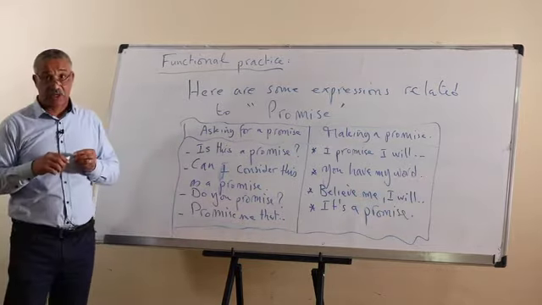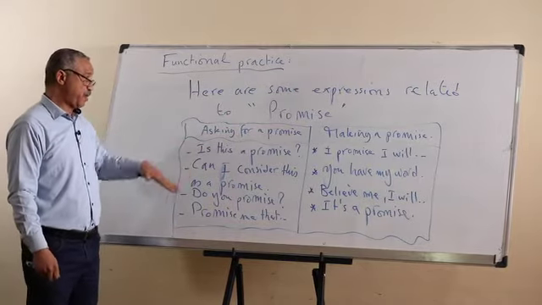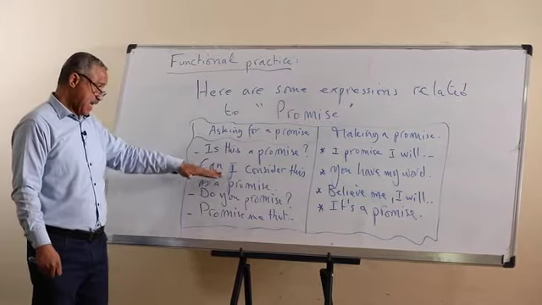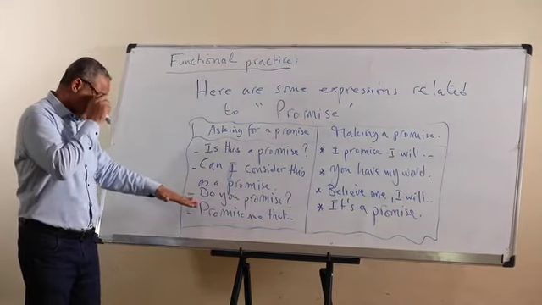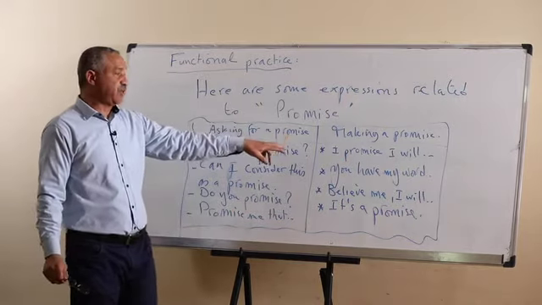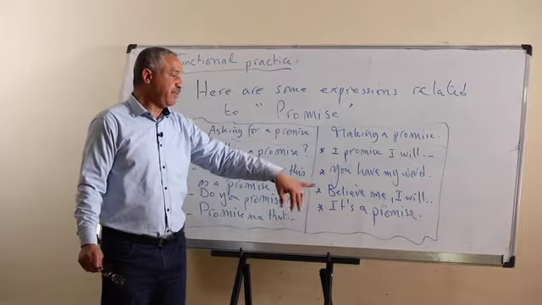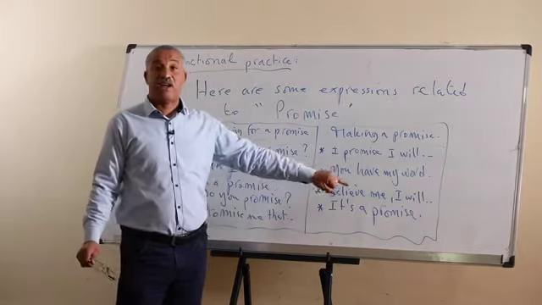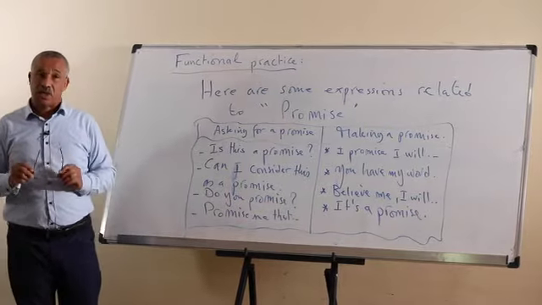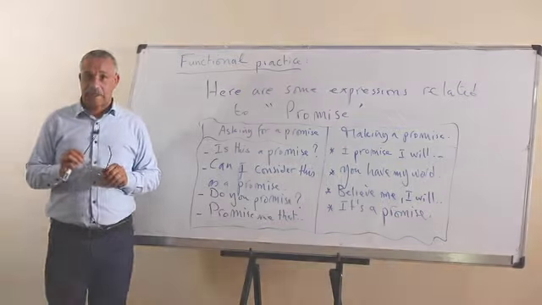We have picked up some sentences, some expressions related to promise. Asking for a promise, you can say, "Is this a promise?" "Can I consider this as a promise?" "Do you promise?" or "Promise me that." And for making a promise, we can say, "I promise I will." "You have my word." "Believe me, I will." "It's a promise." Now let's take some of these sentences in some situations and then use some of these expressions.